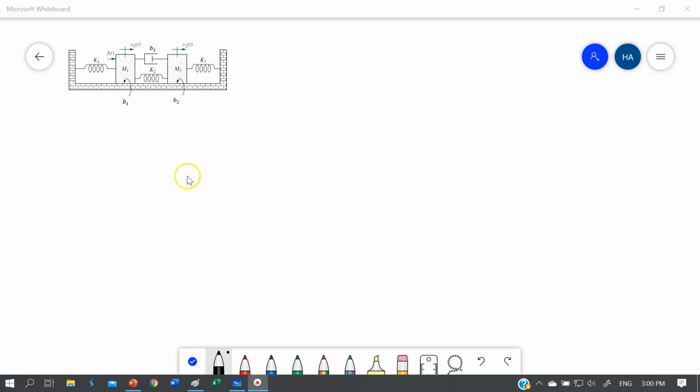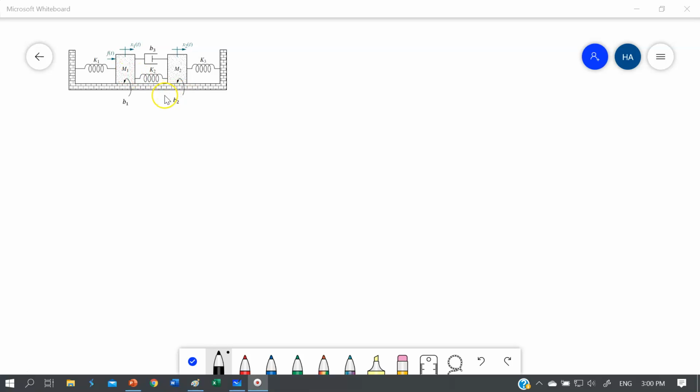In this video, I will show you the solution to question number 2 on modeling of a mechanical system. So here you are given a mechanical system with mass, spring and damper where there are two masses M1 and M2 and they are connected through this damper B3 and spring K2. X1 and X2 are the output of the system, which is the displacement of M1 and displacement of M2, and F of T is the input, input force applied to M1.